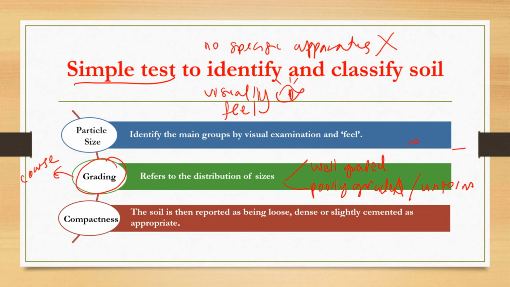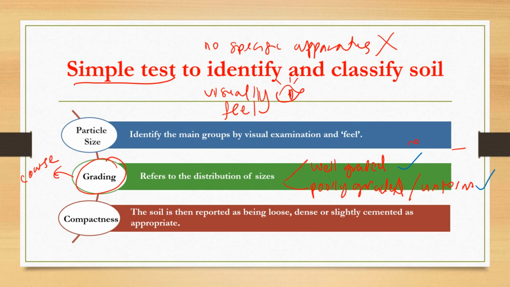If you find out that at that particular site the soil has a wide range of sizes, from big to small, it means that it is well graded. On the other hand, if it only has a certain or specific size, it means that it is poorly graded or uniform, right? Okay, so come back to this one.